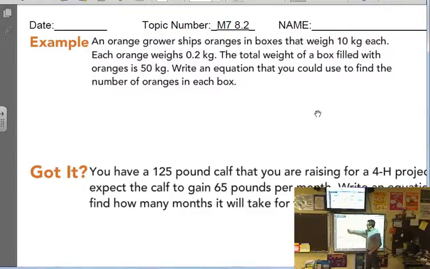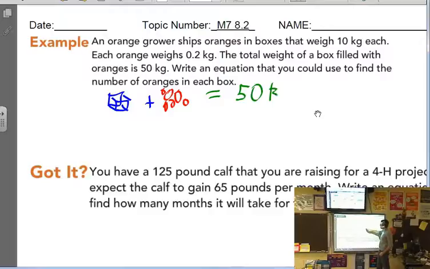So I know that we've got a box plus some oranges. My oranges are going to be red this morning. And that is going to equal my 50 kilograms. Or I could have written total or whatever I want. So let's talk about what we know. We know the box weighs 10 kilograms.